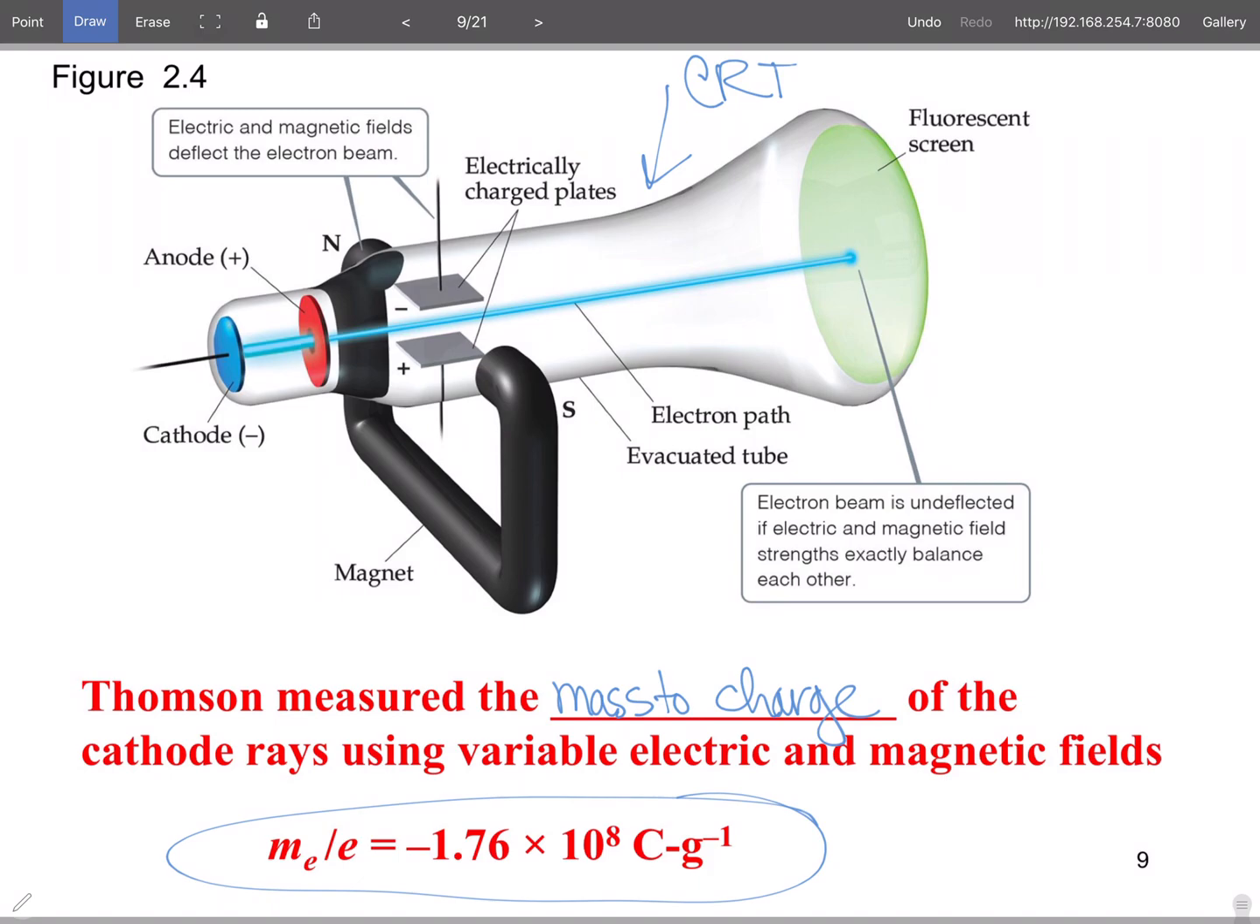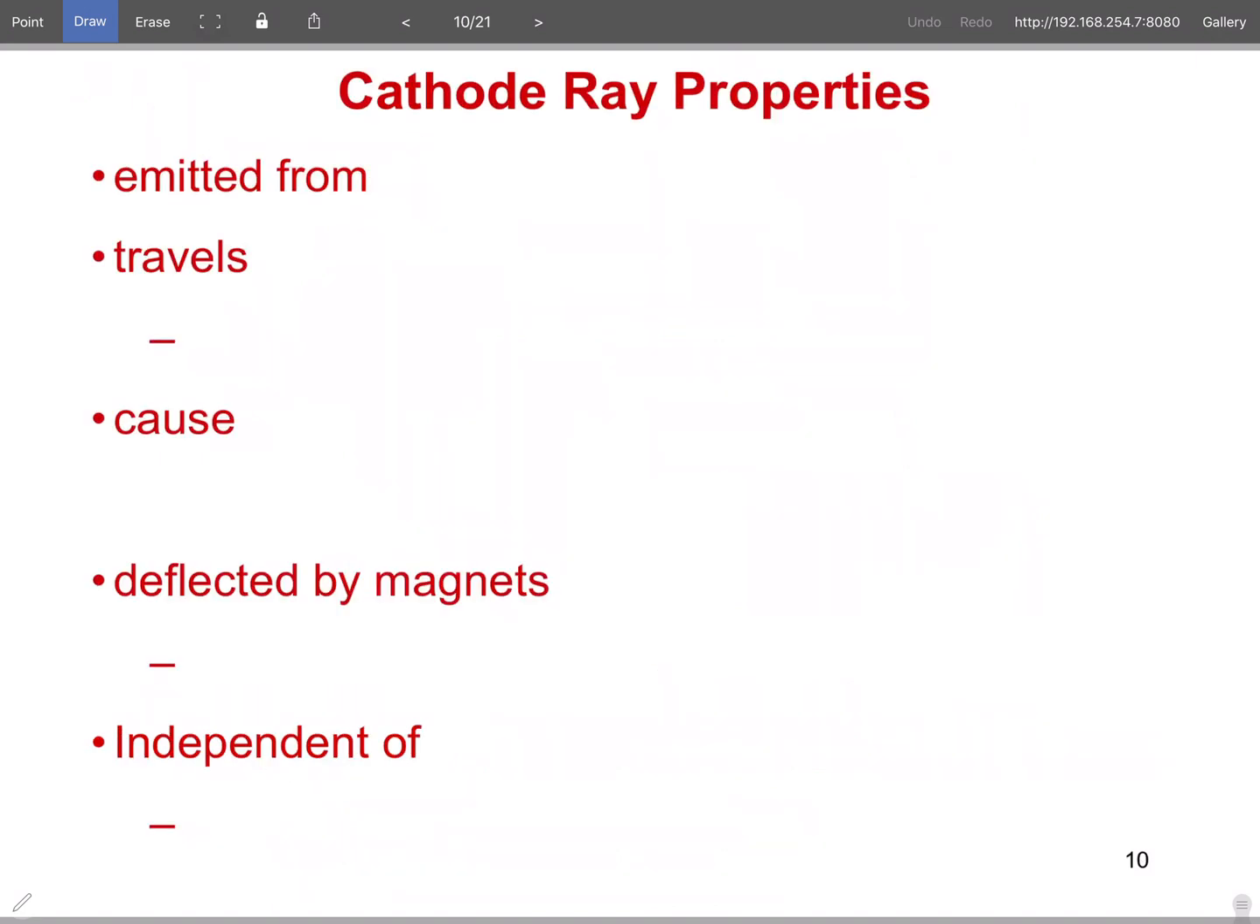And he determined that there were some unique properties to the cathode rays. And so we have to look at those. The cathode rays were emitted from the cathode, which is negative, and travel to the anode, which is positive.